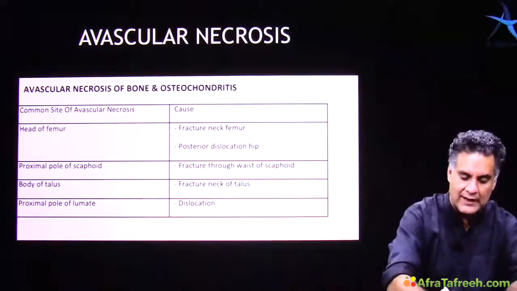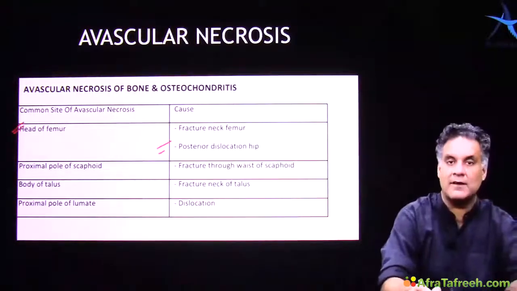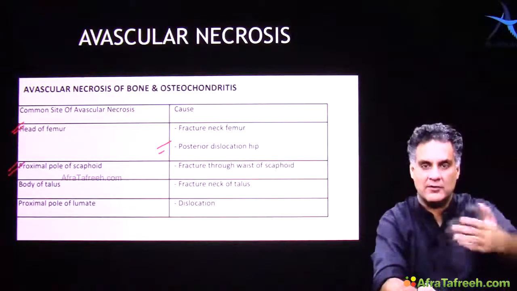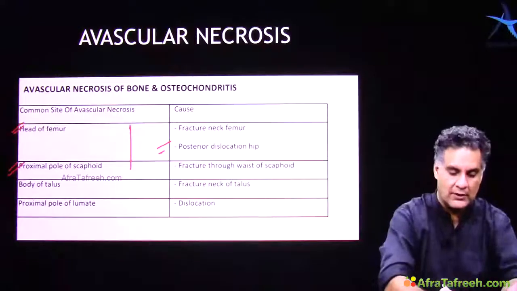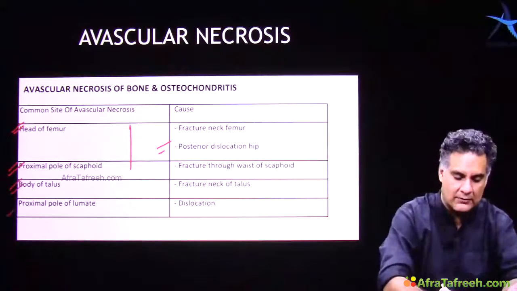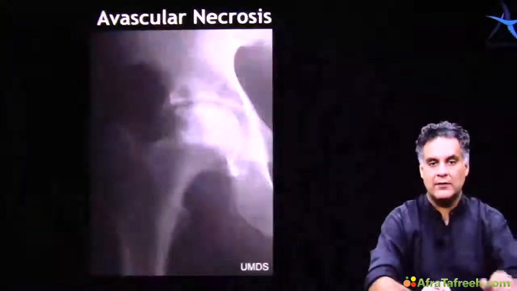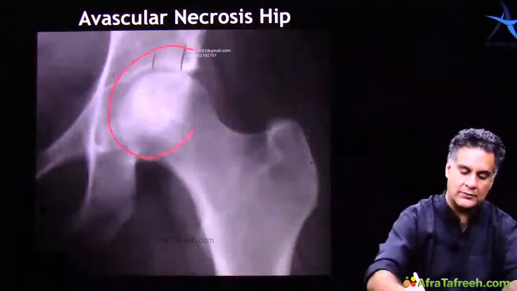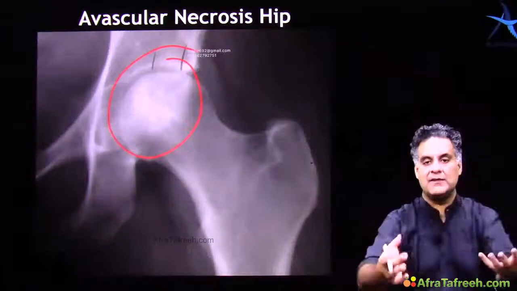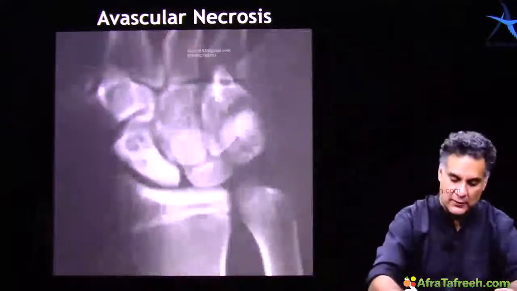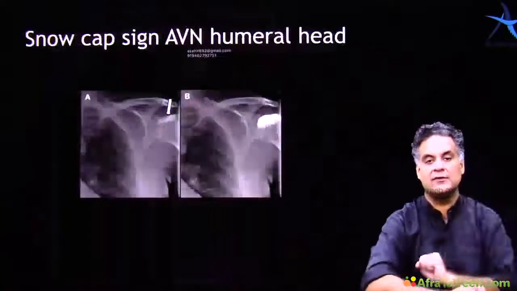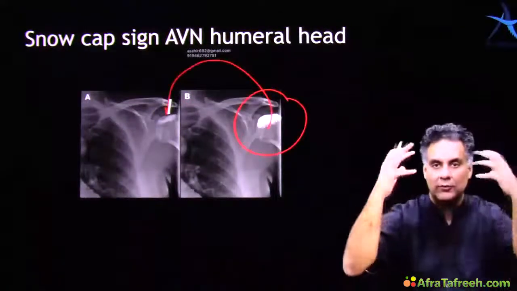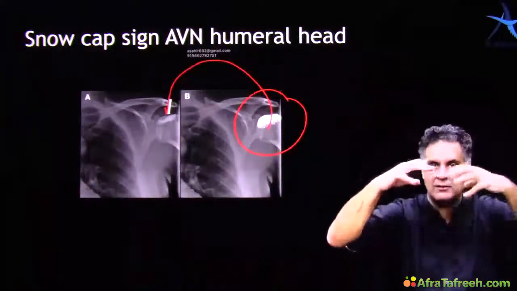So it involves the head of femur in traumas around the upper end of femur, the proximal pole of scaphoid. We saw that the blood supply comes from distal to proximal, both these: the body of talus and the proximal pole of lunate. Now if you look at this, this is white, dead bone. Compare it with the surrounding black bone. This is the proximal pole of scaphoid, avascular necrosis. This is the upper end of humerus, avascular necrosis, white. Snow cap, as if the head is wearing snow.